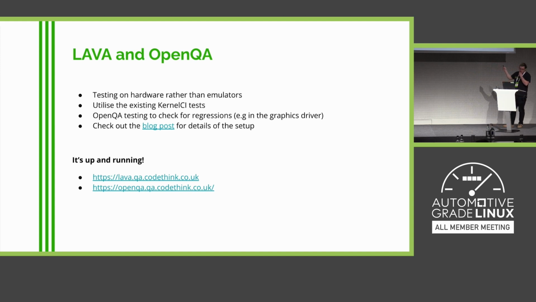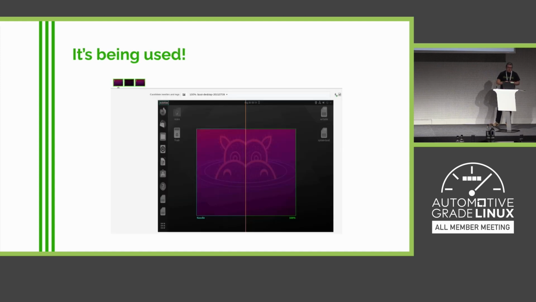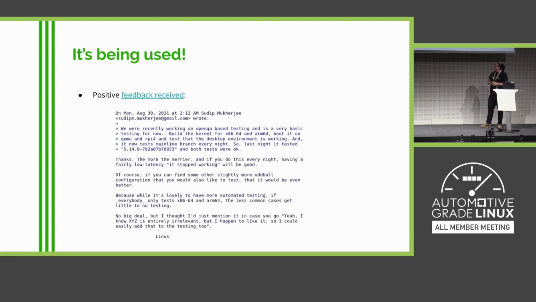We've got these Codethink instances here, lava.codethink.co.uk and openqa.codethink.co.uk. And we're actually testing the Linux kernel mainline every night. It runs on emulation and on hardware. So yeah, that's an example of this test. It's being used. We had some nice feedback from Linus, which was great.